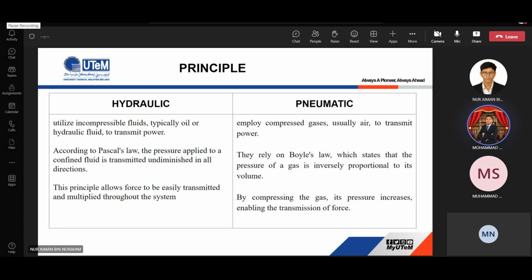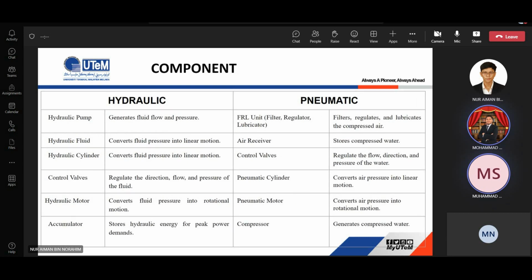And the pneumatic employs compressed gases, usually air, to transmit power. They rely on Boyle's law, which states that the pressure of a gas is inversely proportional to its volume. By compressing the gas, its pressure increases, enabling the transmission of force. Okay, for the next slide.